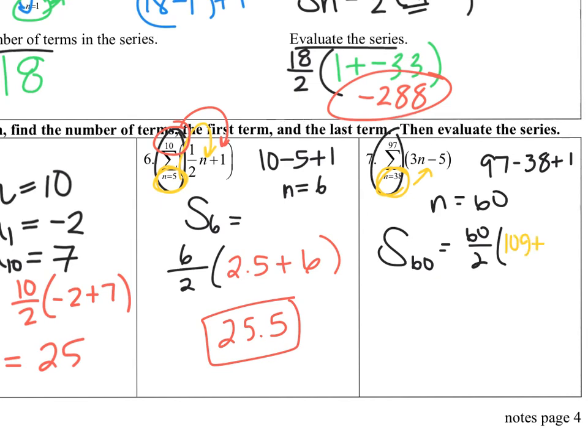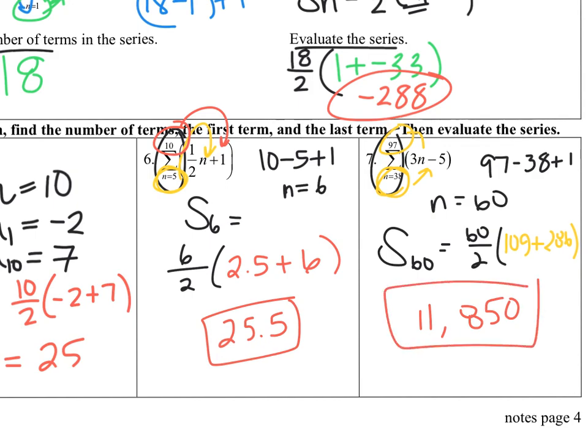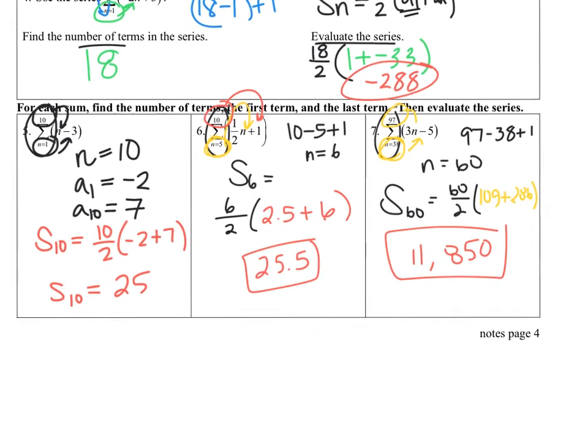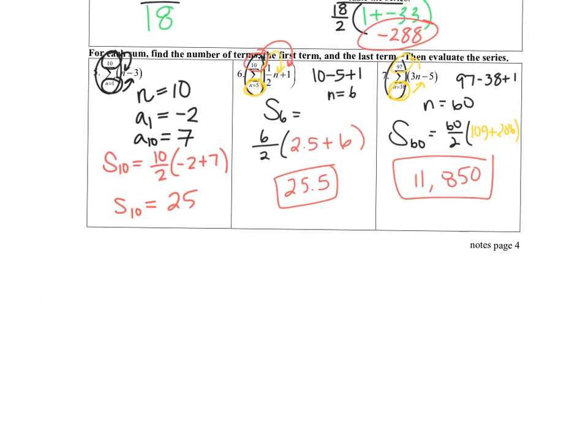And the 60th term is plug in not 60, but plug in 97. So it's 3 times 97 minus 5, and you get 286. So it's going to be 30 times 109 plus 286. So the sum is going to be 11,850.